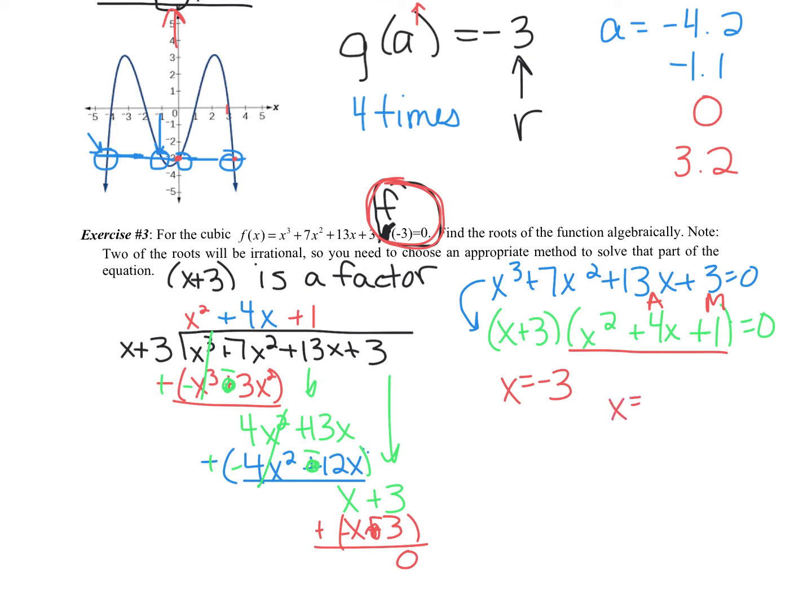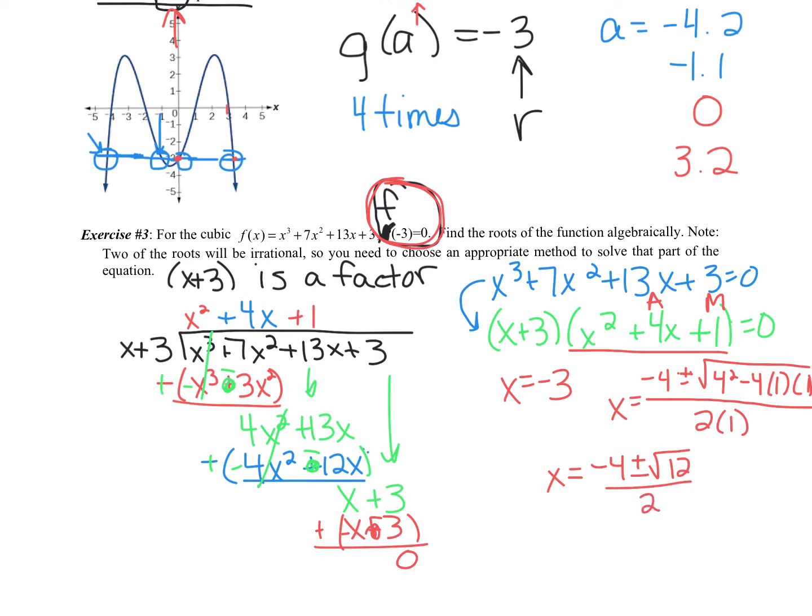So it's been a little while, but negative b, so negative 4, plus or minus the square root of b squared, 4 squared minus 4 times 1, all over 2 times 1. Simplifying, we get negative 4 plus or minus the square root of 12 over 2. We can see we don't have a perfect square. That's where our irrational roots are coming from. So I have negative 4 plus or minus radical 4 radical 3 over 2 equals negative 4 plus or minus 2 radical 3 over 2.